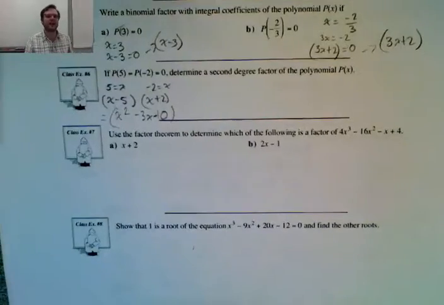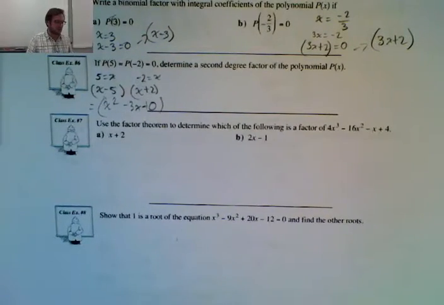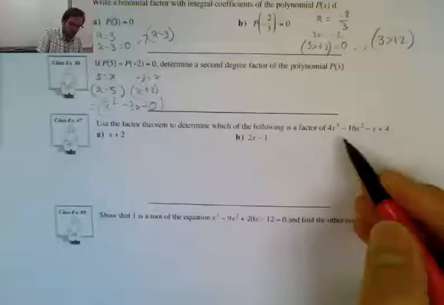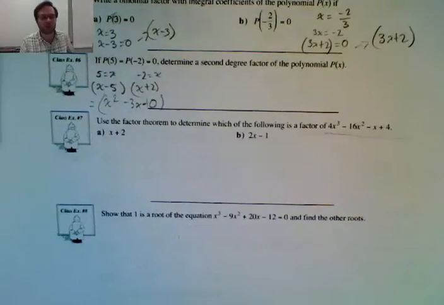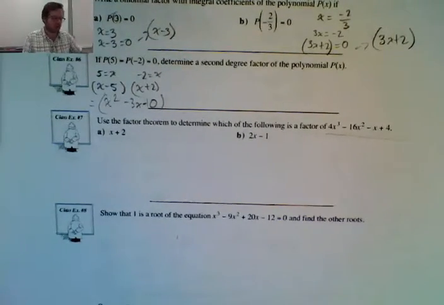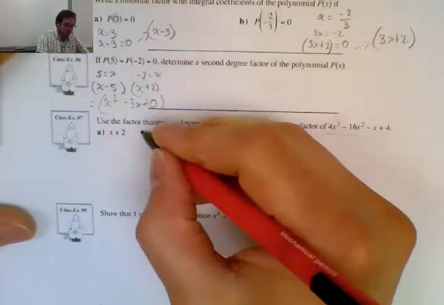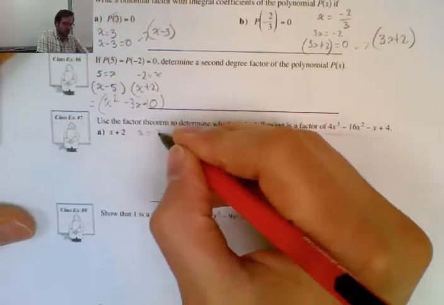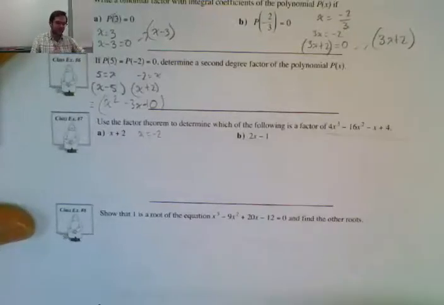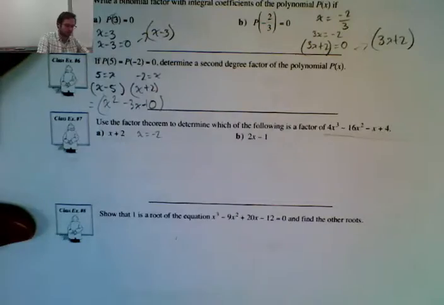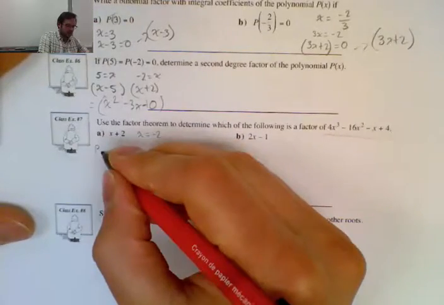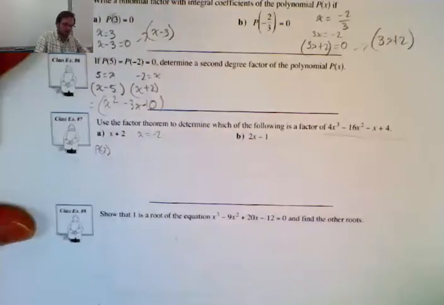Now we're looking at class example 7. It says, use the factor theorem to decide which of the following is a factor of the following polynomial function. So we're using the factor theorem here. For this one, x is equal to -2, so we're going to put -2 into my polynomial function. We want p of -2. So we're just putting in -2.